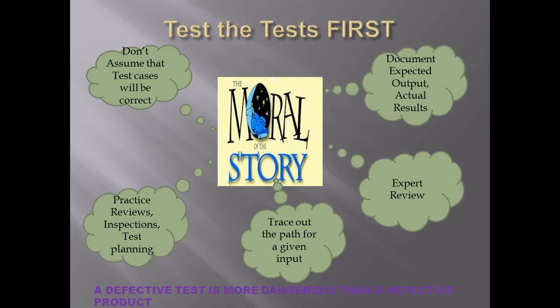The other way to do it is also to get an expert review. You'll have subject matter experts in your projects, so you could get the test cases reviewed by them just to make sure that things are all fine. Or you can trace out the path yourself, going through the code. Okay, if this is the condition, this is the path taken. Where does it take me to at the end? If I give a different input, which path does it take? So you can trace the path and see what the expected output is for a given scenario.